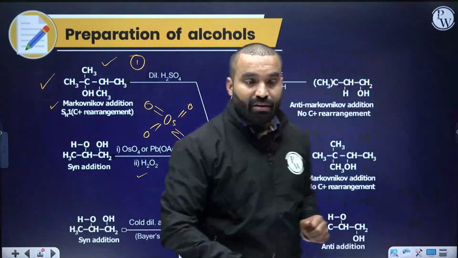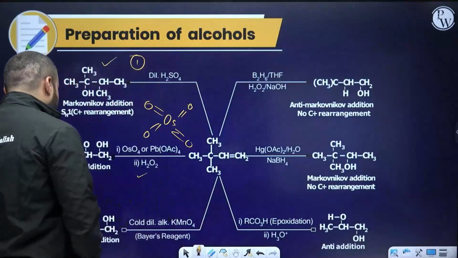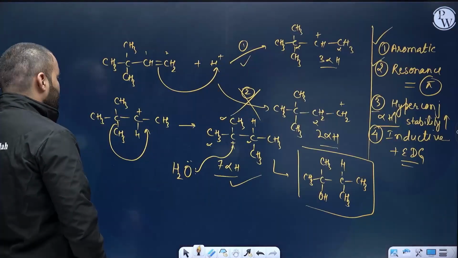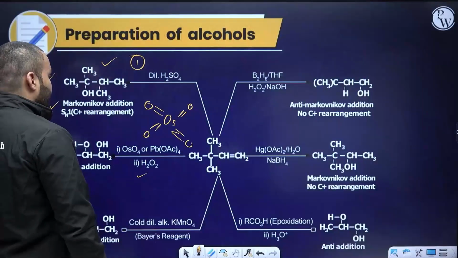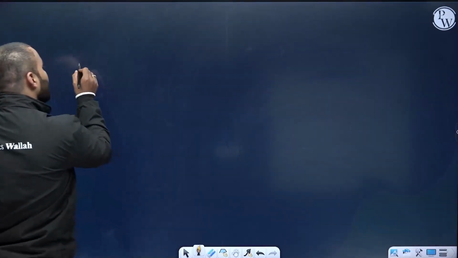Now think very carefully. Osmium tetraoxide, let me introduce here itself. Osmium tetraoxide, carbon-carbon double bond.